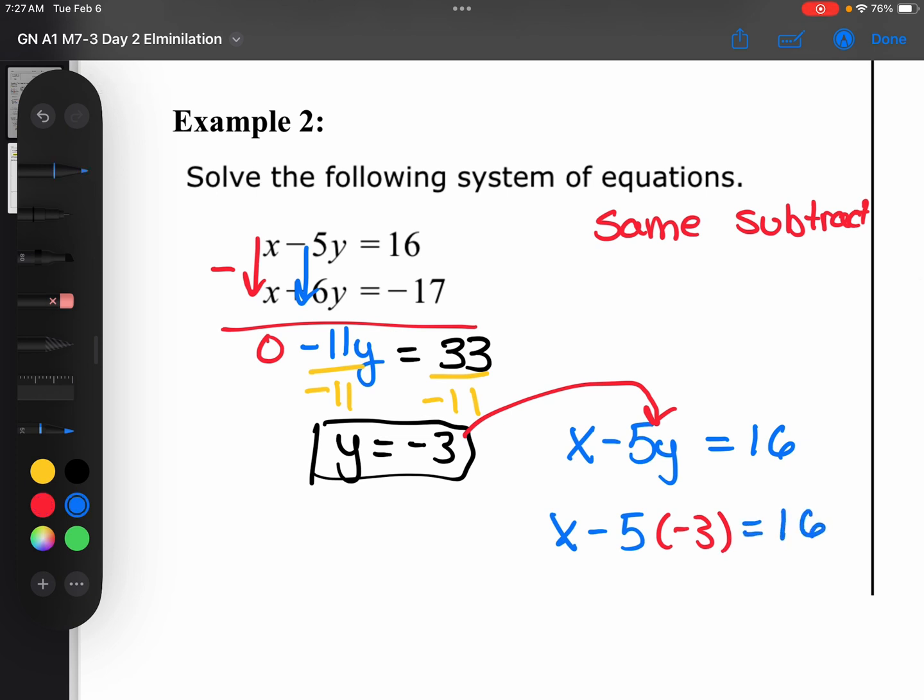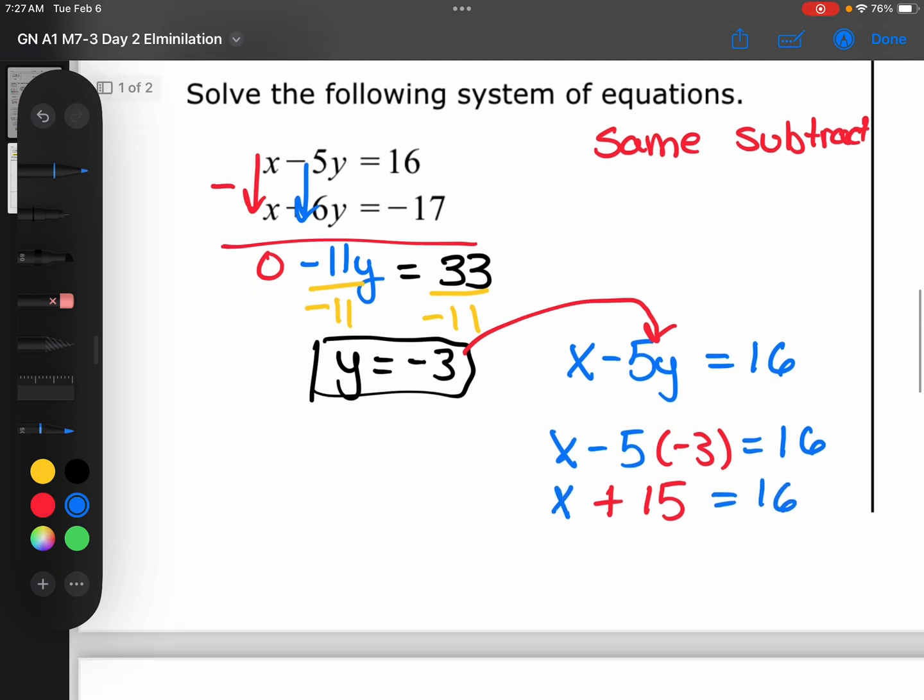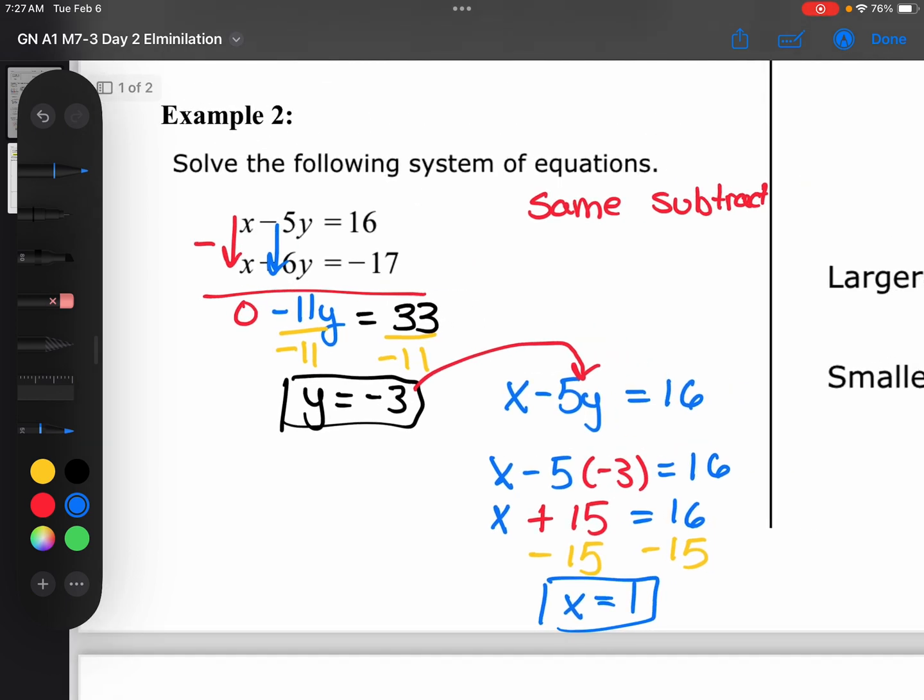From here, I'm just going to work out the math. So negative 5 times negative 3 is positive 15. So we have x plus 15 is equal to 16. And then from here, easy peasy solving for x, you subtract 15 on both sides, and you have x is equal to 1, okay? So if you want to write that as a coordinate, remember it's x comma y, so you have 1 comma negative 3. And that would be your solution for example 2, using elimination.